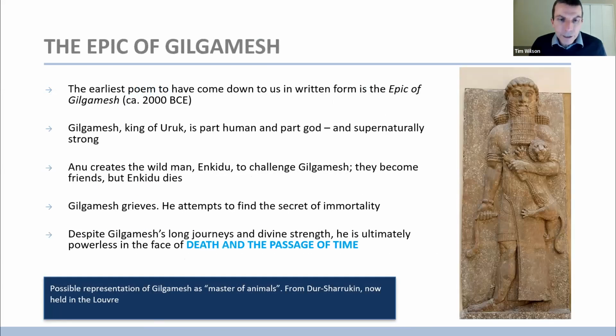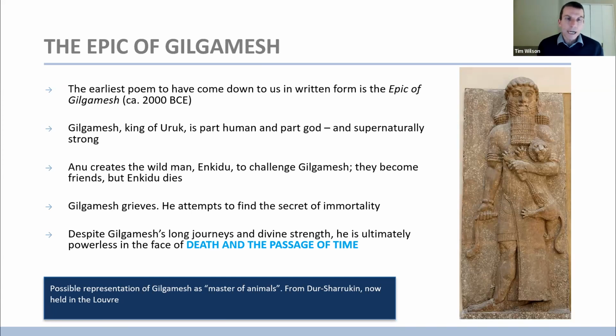So I'm going to quickly just let you know about a couple of these ancient epics that are in the background. There's the Epic of Gilgamesh that we know of. It's the earliest poem to have come down to us in written form, around 2000 before the Common Era. And in that poem, Gilgamesh is the king of Uruk, and is half human, half god, again like Achilles, and he's supernaturally strong. Anu, a god in this Sumerian mythological worldview, creates the wild man Enkidu to challenge Gilgamesh, and they become friends.